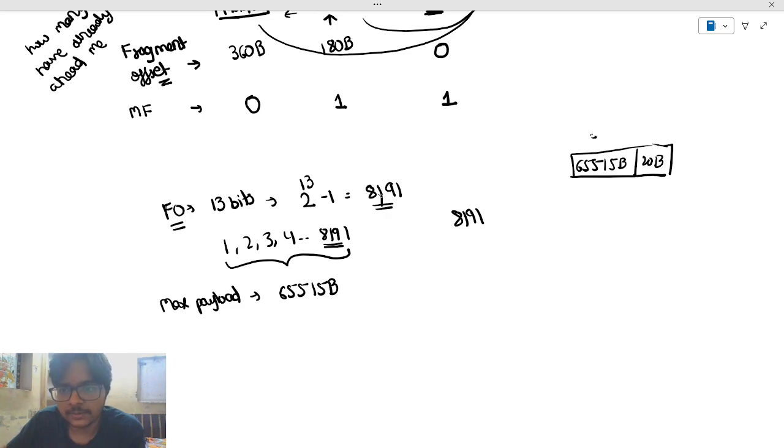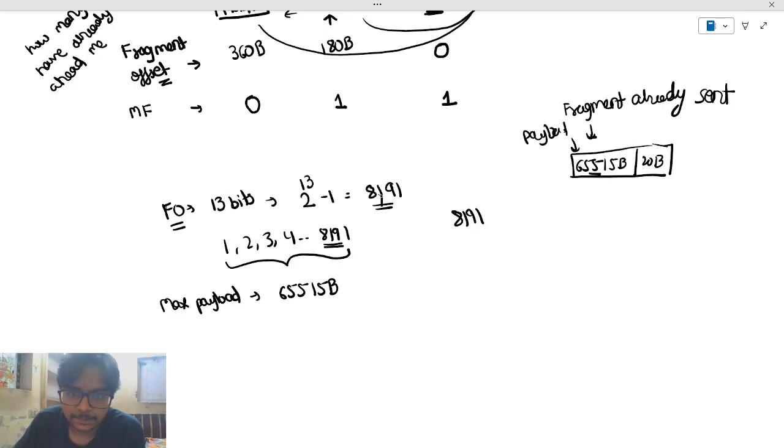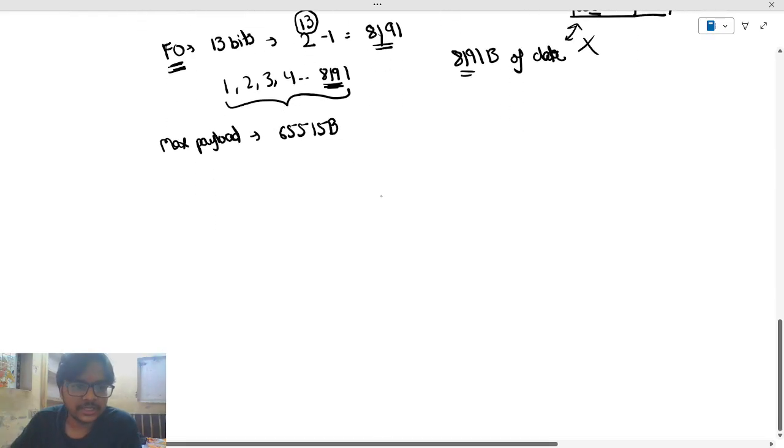So this is a fragment that has already been sent, and this fragment's payload can have 65515 bytes of data. But in the fragment offset field, because of the limitation on the number of bits present, it can only represent that 8191 bytes of data has been sent. So this is a misconfiguration. This can't work. So in this case, we use a concept called scaling.